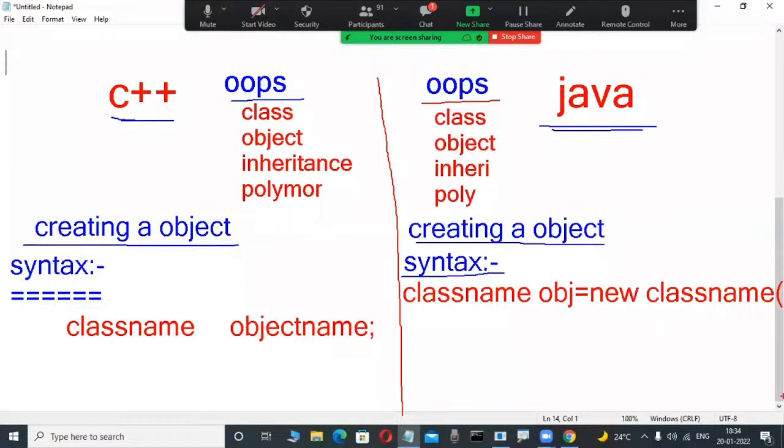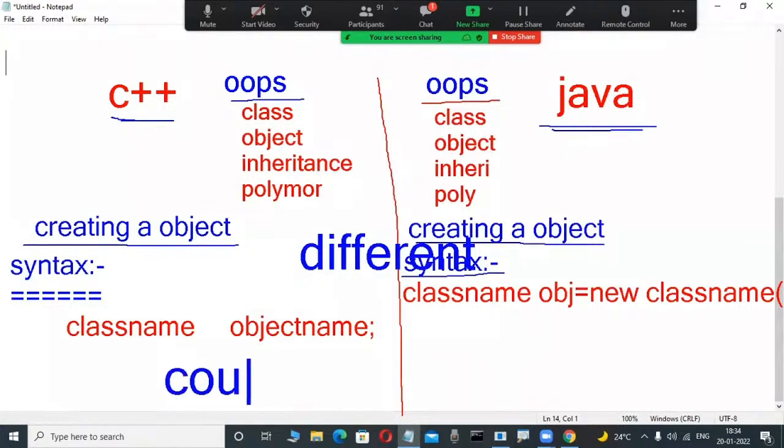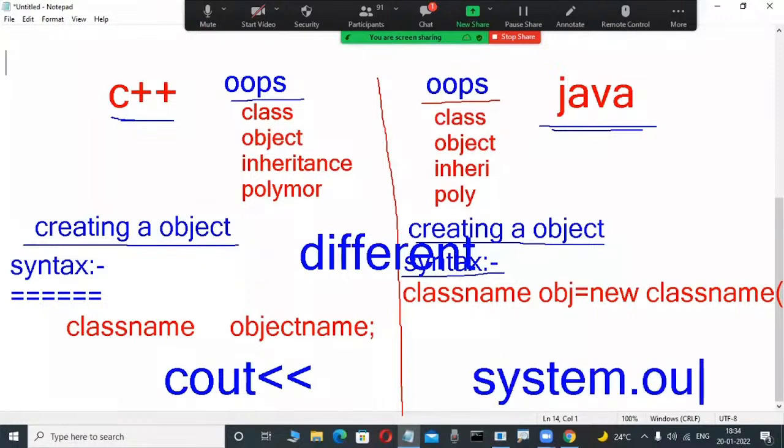Observe here. Are these two languages syntactically different or the same? Different. Syntactically different, but conceptually the OOP concepts are the same. Functions are also totally different. Suppose in C++ I want to display output, cout is a function for streaming output. In Java, the function is System.out.println. That's why they are syntactically different. Functions are also totally different in these two object-oriented languages.